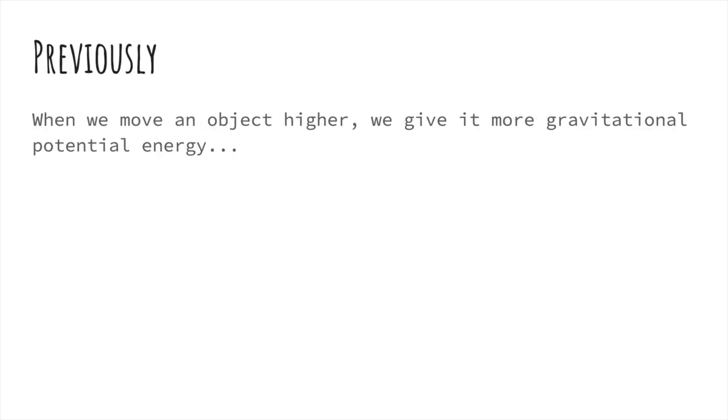Good. So just to remind you all of what we looked at last time, which was when we move an object higher, when we take it higher into the air, we increase the height, we give it more gravitational potential energy, because an object's potential energy is dependent on its mass, its height and gravity. Gravity will be fixed to the planet that it's on. Its mass is fixed to that particular object, but height we can move around. The higher the object is, the more gravitational potential energy that it will have.